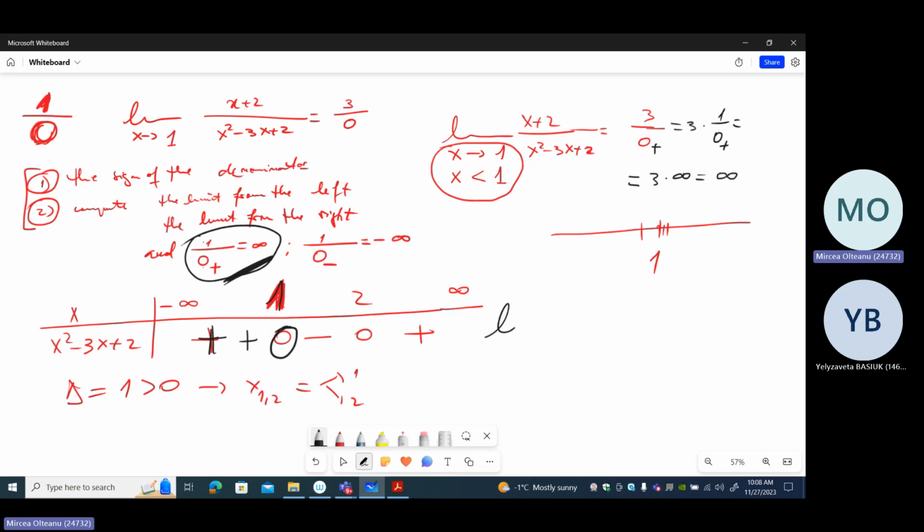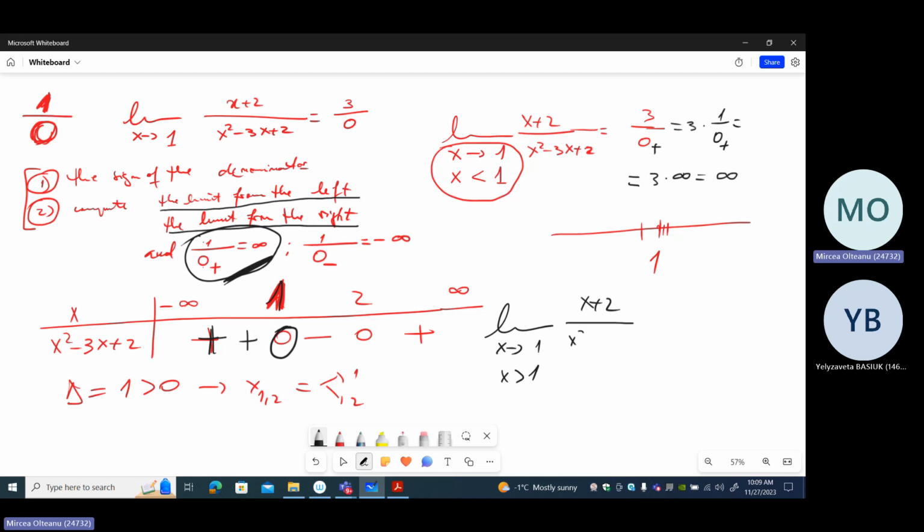Let's see the limit from the right now, because this is written here. We must compute the limit from the left, and we must compute the limit from the right. The limit from the right means that now x is greater than 1. So x tends to 1, it is closer and closer to 1, but is all the time greater.